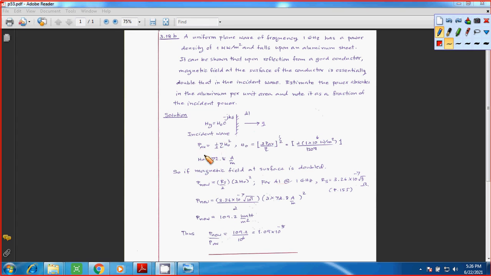So to find the fraction, you just simply divide P new by P average. For the new one, you have 109.2 watt per meter squared, where you started with the power density of 1 megawatt. That's 10 to the 6th. So you end up with the fraction to be 1.09 times 10 to the negative 5th.